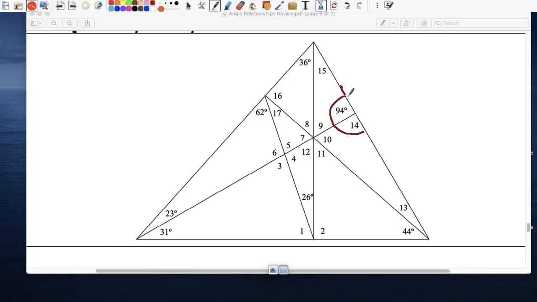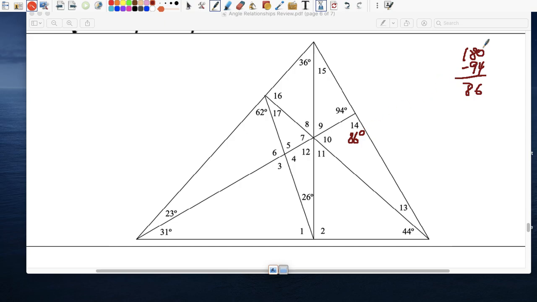It's a straight line, right? This is a straight line. So if it's a straight line, I know that this is 180. One part of it measures 94, so to find angle 14, I'm going to do 180 minus 94. 10 minus 4 is 6. 17 minus 9 is 8. So it makes this guy 86 degrees.